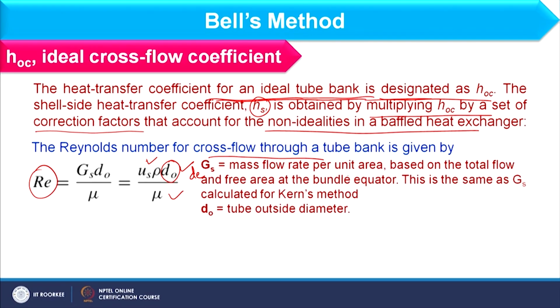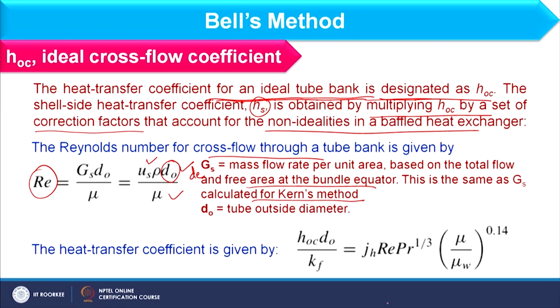So, GS is the mass flow rate per unit area based on total flow and free area at bundle equator, and this is the same as GS you have calculated in Kern's method, considering AS, right, and D naught is the outer diameter of the tube. So, considering the Reynolds number, we can find out the heat transfer coefficient in the shell side, and that we consider as HOC.